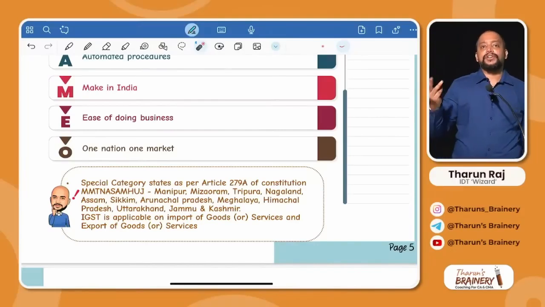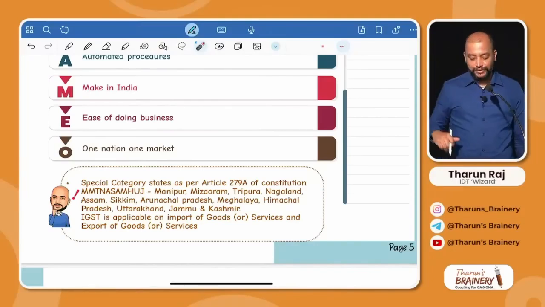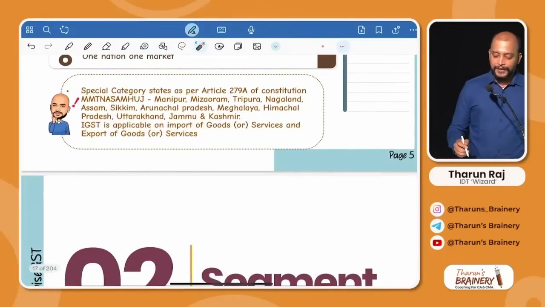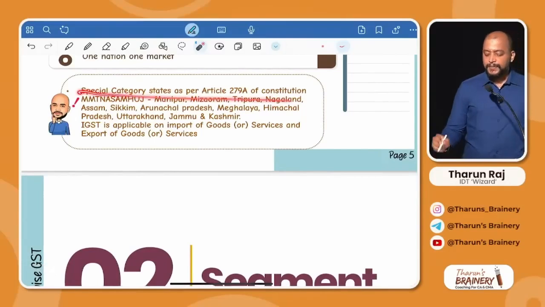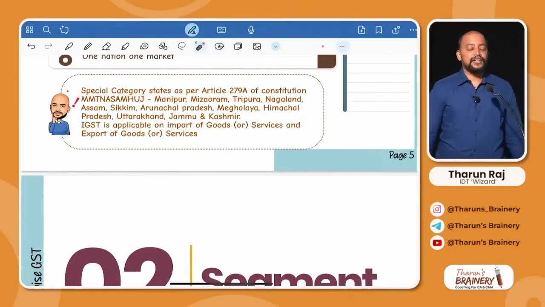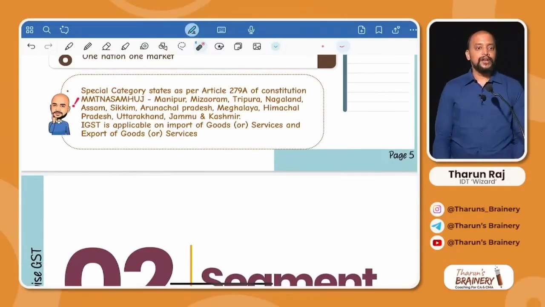If you get a theory question, what are the various benefits of GST, you need to write this. Then you can see here, there are some special category states as per Article 279A of the Constitution. What are those special category states? What is Article 279A of the Constitution? GST Council, very good. They have given some special category states.